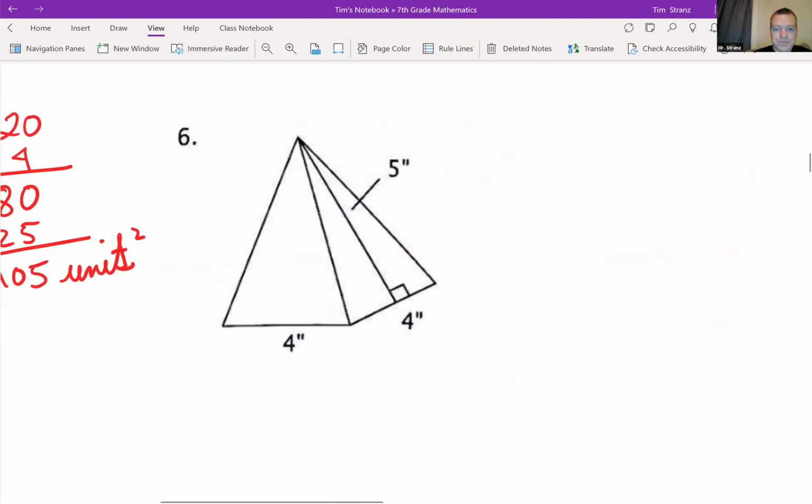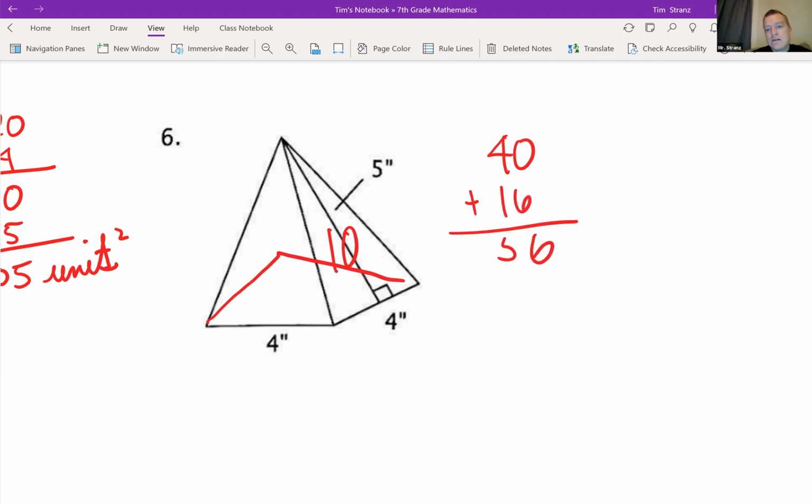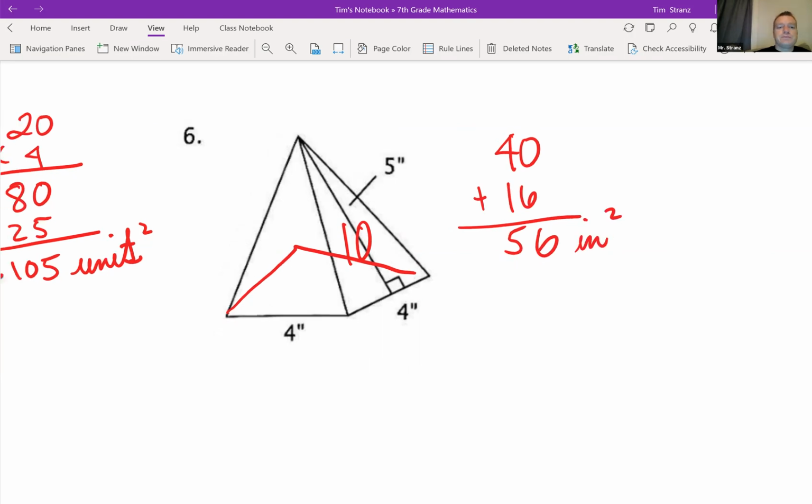Number 6, the front triangle is 5 times 4. 20 divided by 2 is 10. You know there's 4 of them, 4 sides. And then again, I just need to take my base, which is 4 and 4, and that's 16. So 56 inches squared.